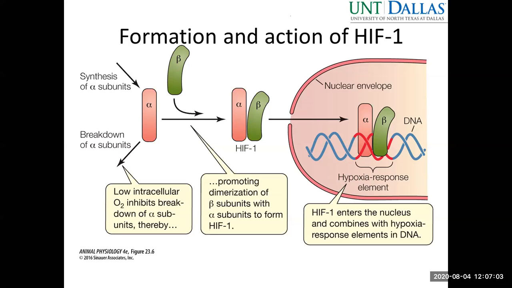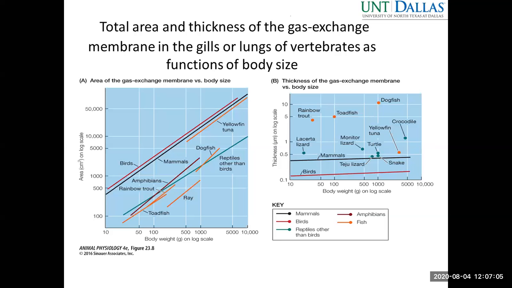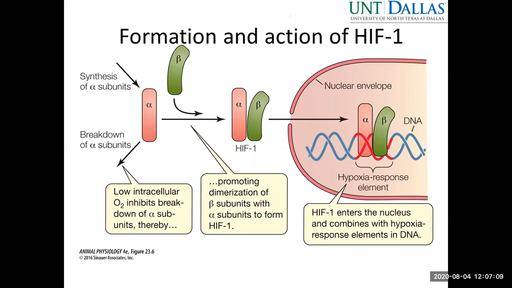So using genomic methods, researchers measured the expression in the heart muscles of genes that code for hypoxia-inducible factor 1 and other compounds in the HIF signaling system.